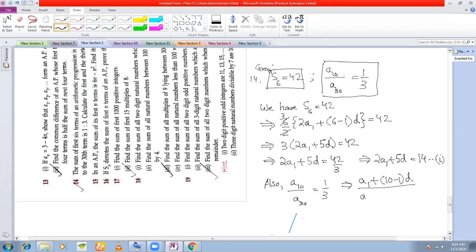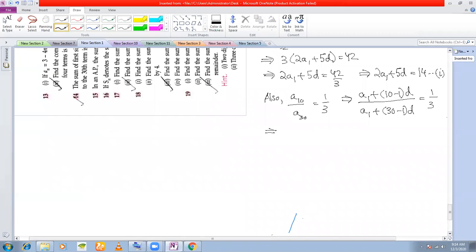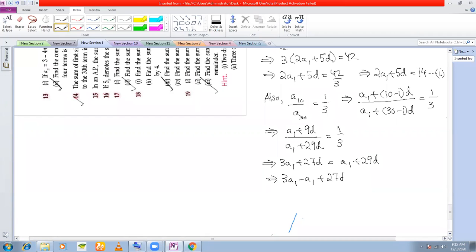And A30 is A1 plus 30 minus 1 into D, which is equal to 1 by 3. So this will give us another equation: A1 plus 29D divided by A1 plus 29D is equal to 1/3. Now you multiply. Cross multiplication. Thrice A1 plus 27D is equal to A1 plus 29D. So you get thrice A1 minus A1 plus 27D minus 29D is equal to 0.